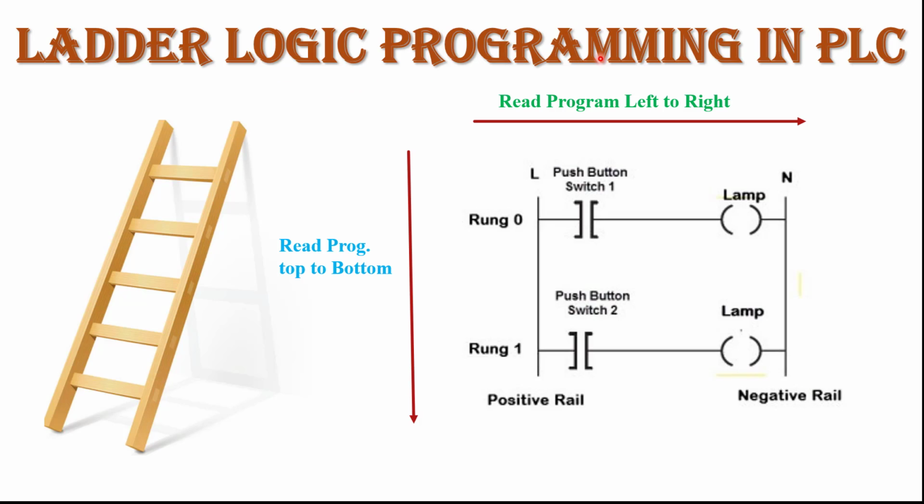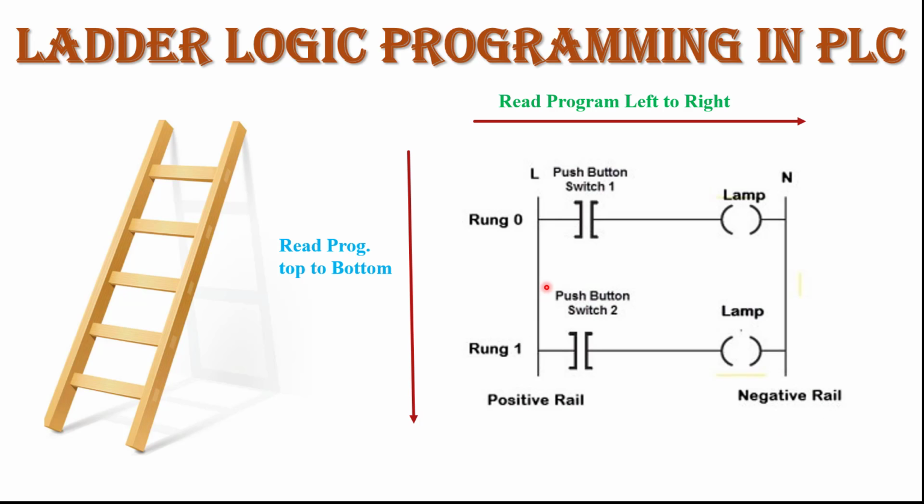Now, ladder logic programming in PLC. As the name suggests, it is called ladder logic program because a ladder logic diagram looks just like a ladder. Here on the right hand side, we see the ladder logic diagram. This diagram basically consists of a number of vertical lines and a number of horizontal lines. The pair of vertical lines is called power rails or bus bars. These power rails show the power flow in the circuit. This is called the positive rail and this is called the negative rail.